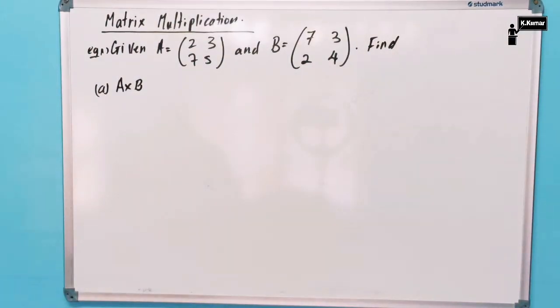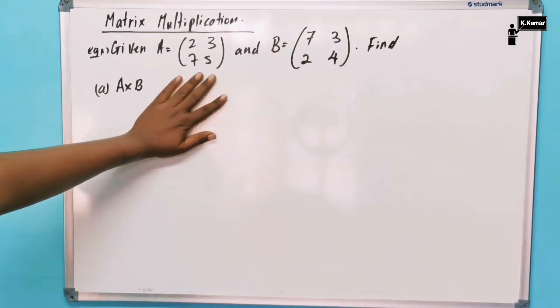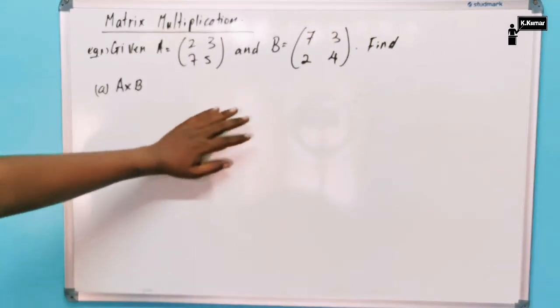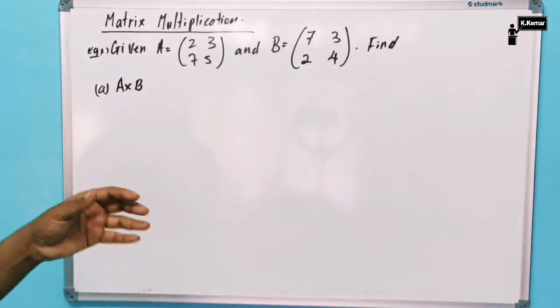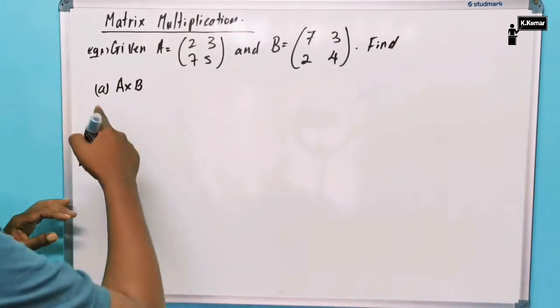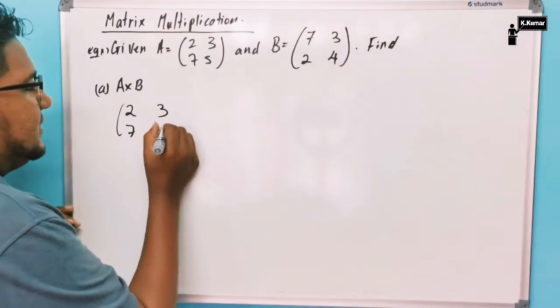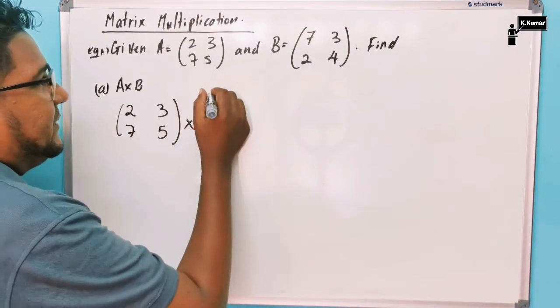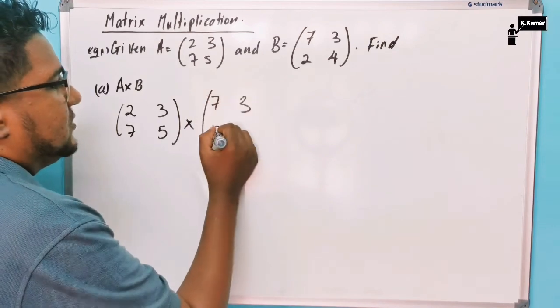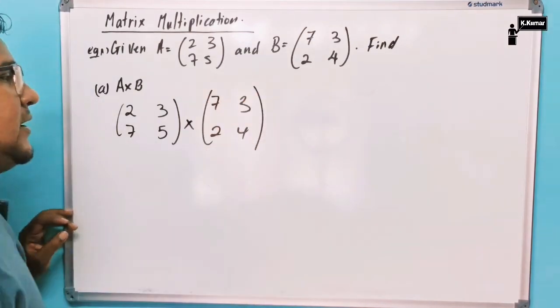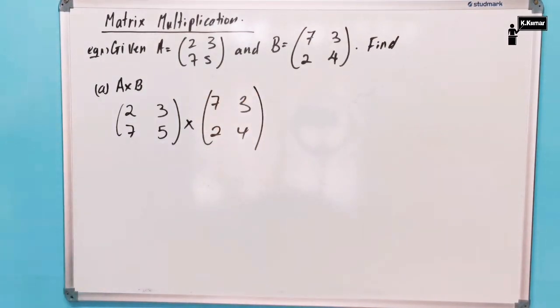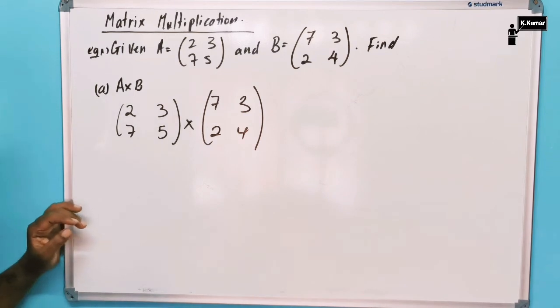Now, when multiplying matrices, it's row by column, and I'm just going to show you an example of how we do this. So we have A times B, that is going to be 2, 3, 7, 5 multiplied by 7, 3, 2, 4. Now, when I was going to school, there was this method my math teacher taught me, and I still use it today because it's pretty simple.